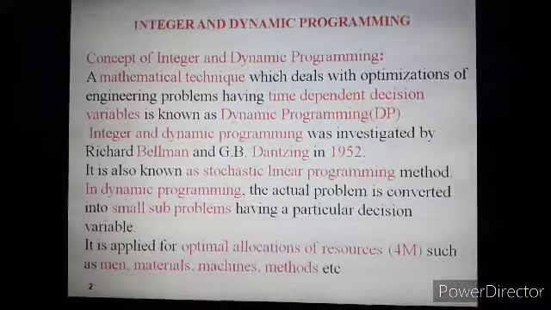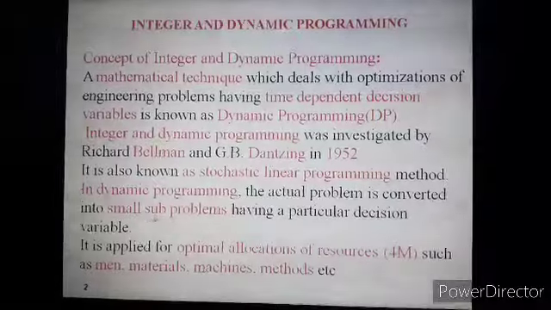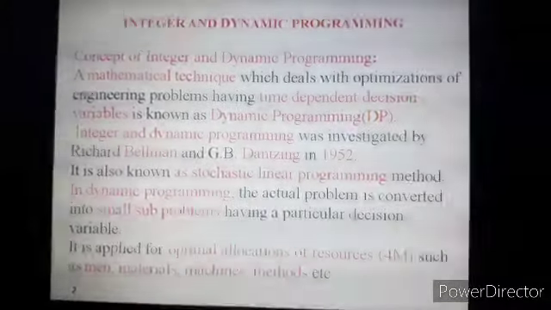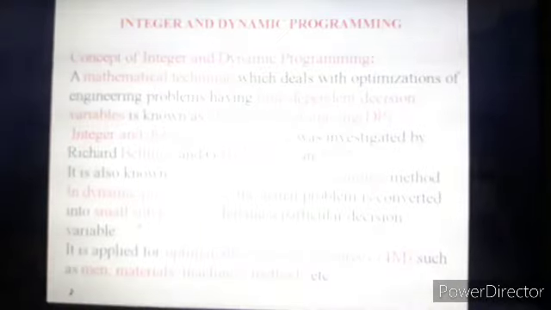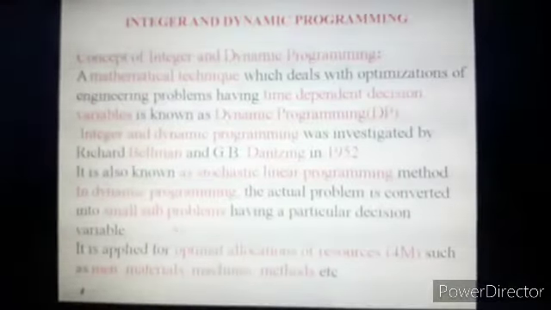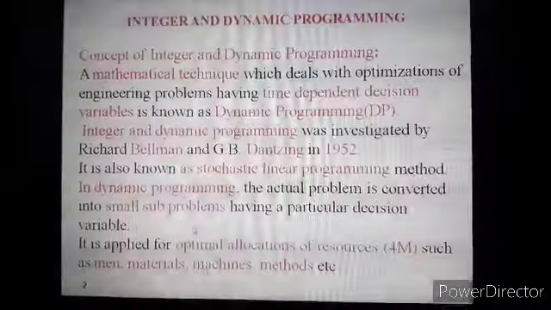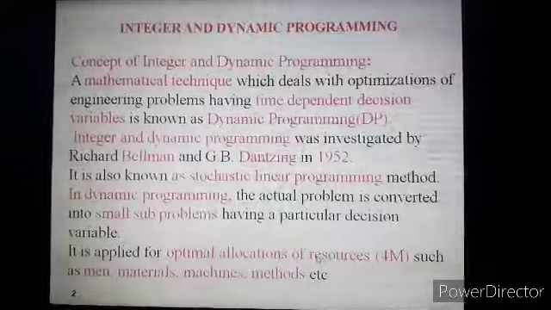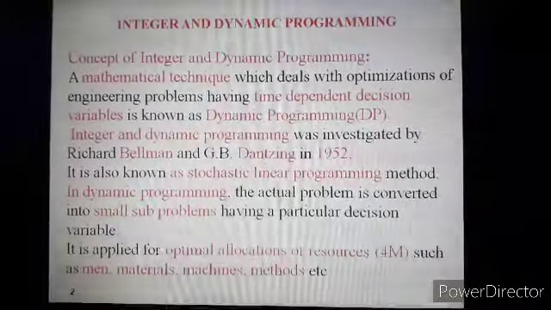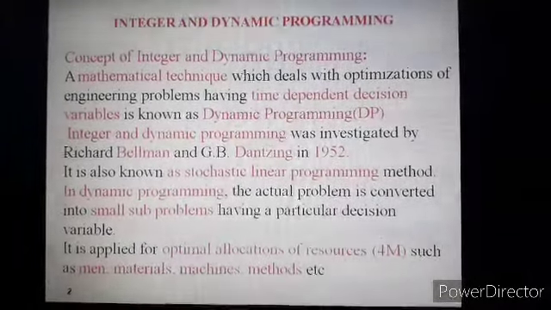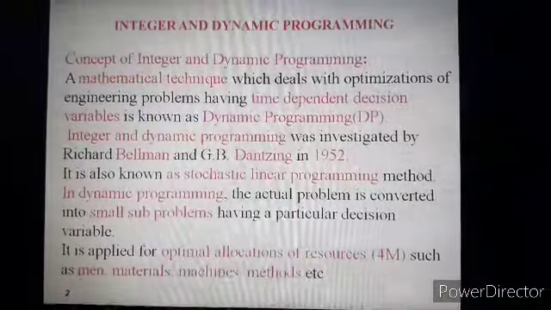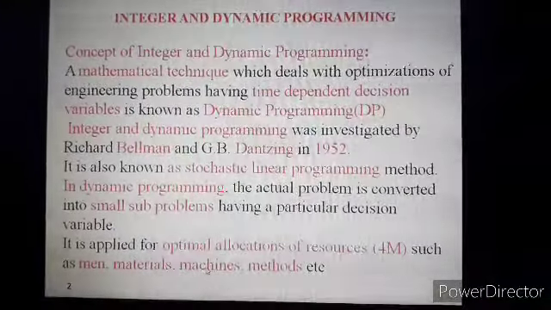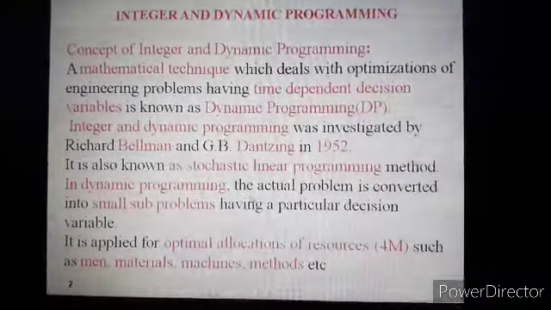In dynamic programming, the actual problem is converted into small subproblems having a particular decision variable. As we have just discussed, we use these techniques for finding the optimal solution or optimal allocation of our resources. Our resources are the 4 resources: manpower, material, machines and methods.